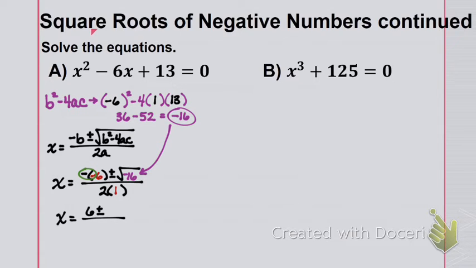Now, -16 is not a perfect square, but it does simplify, right? That would be the same as what? 4i. So I'm going to replace that with 4i all over 2.